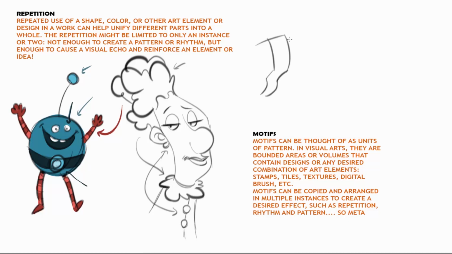So motifs can be thought of as units of pattern. In the visual arts, they are bound areas or volumes that contain designs or desired combinations of art elements. They could be stamps, tiles, textures, a digital brush that has some toothiness at the end. But all those are motifs as your eye bounces around. They can be copied and arranged in multiple instances to create a desired effect for repetition, rhythm, pattern, and so forth.